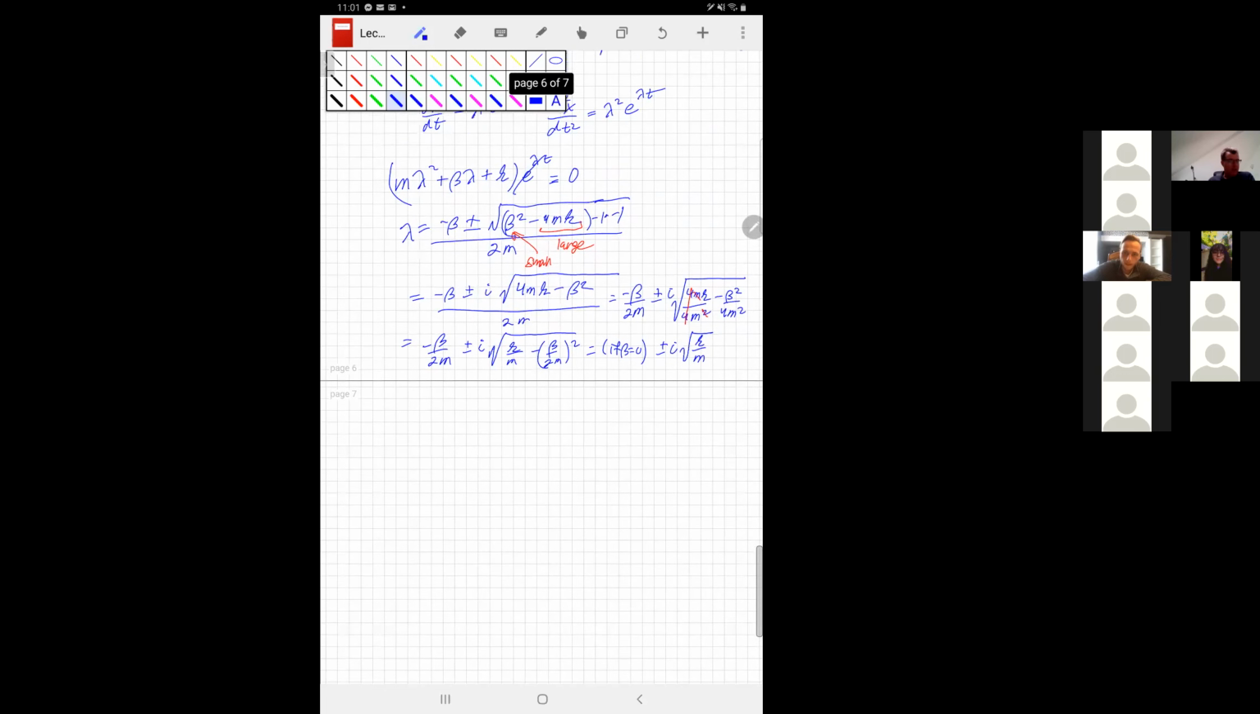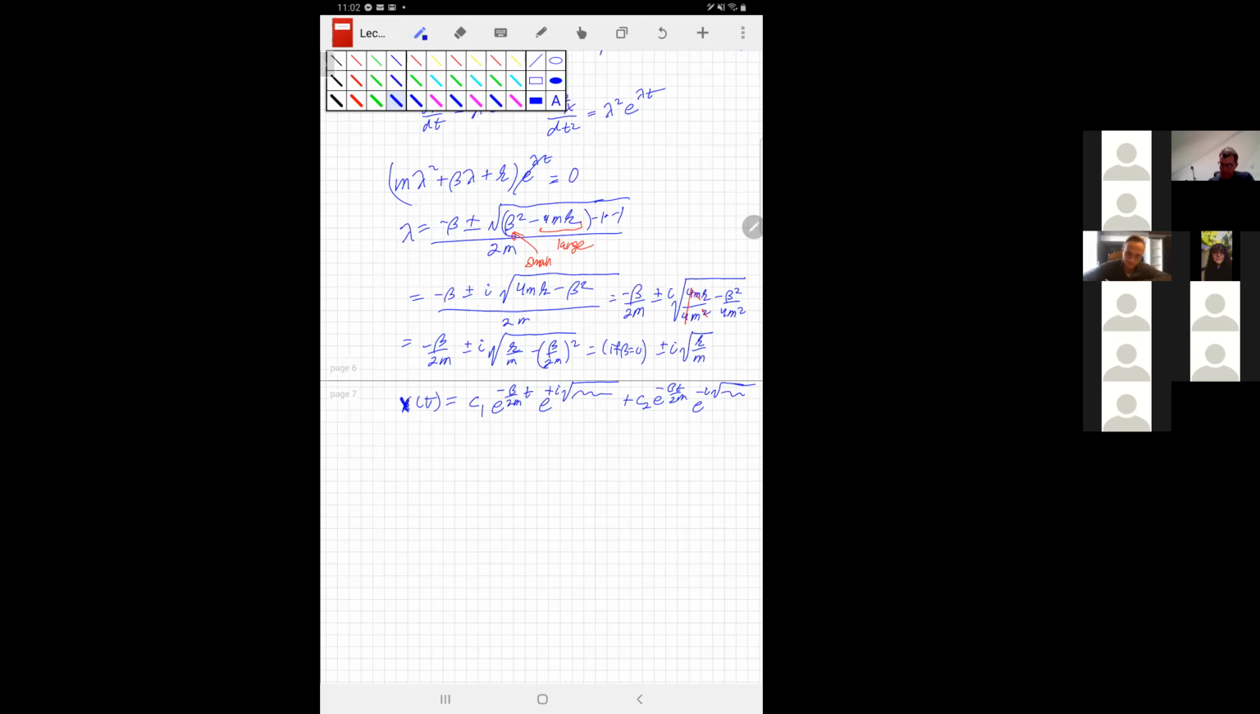And this is how we handle any of these equations. So we could say that x of t is equal to c1 e to the minus beta over 2m t, e to the plus i square root of yada, yada, yada, plus c2 e to the minus beta t over 2m, e to the minus i square root of yada, yada, yada. And yes, I yada, yada the best part, to quote Seinfeld.